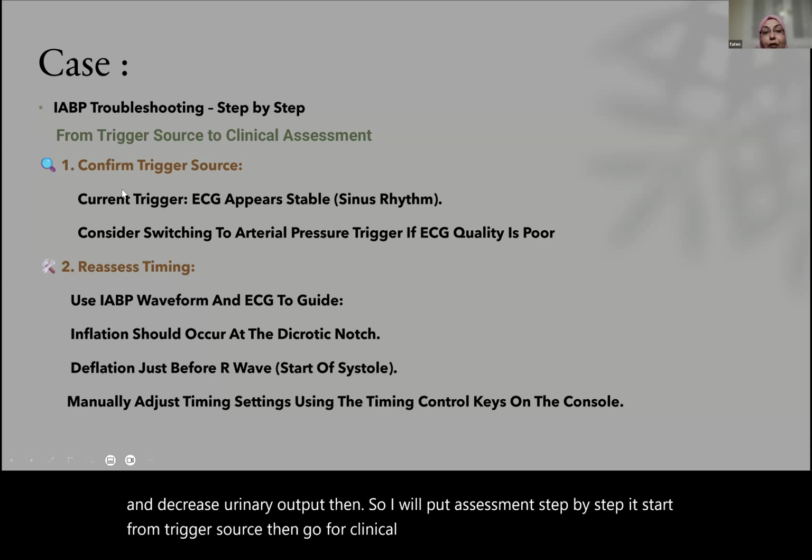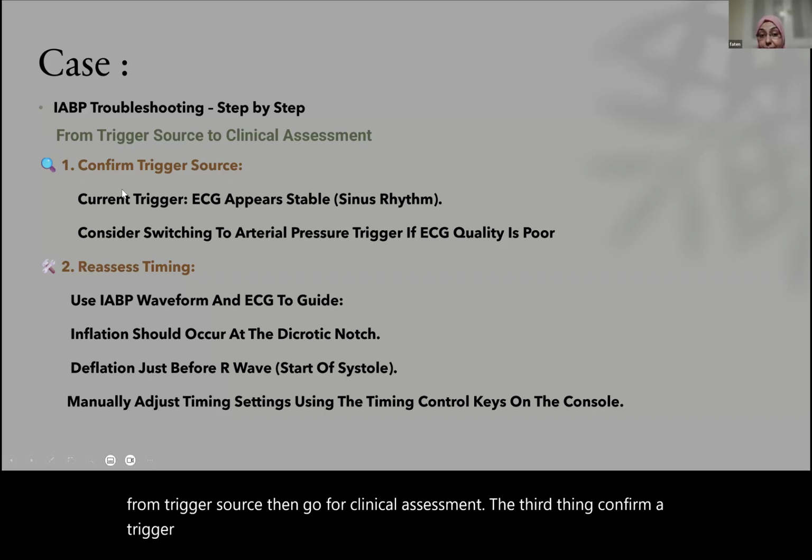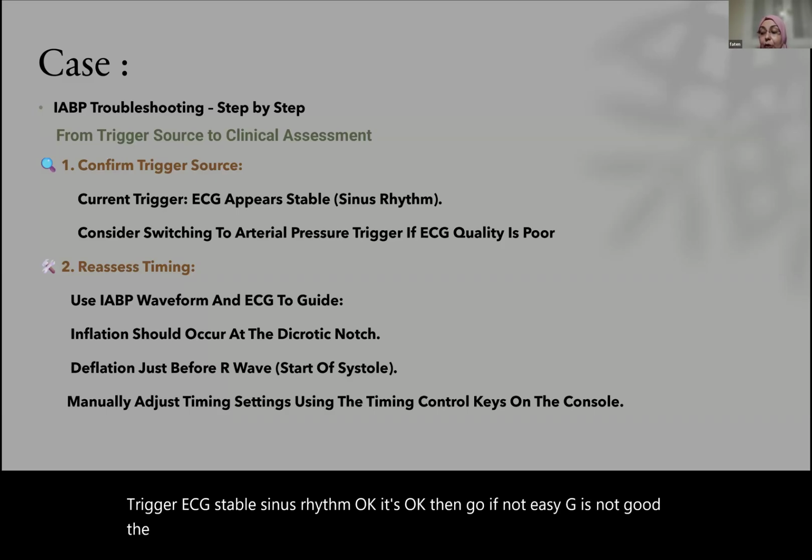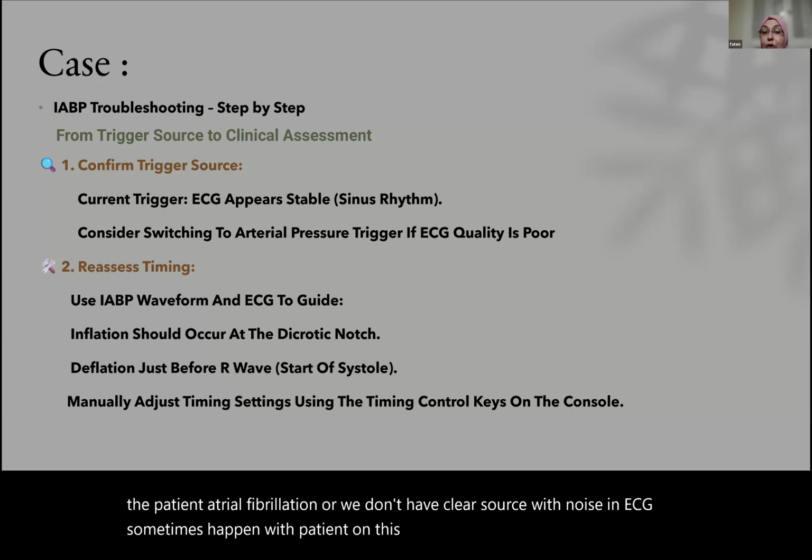The first thing, confirm the trigger source. The ECG is important. It's the current trigger. ECG stable, sinus rhythm. Okay, it's okay. If not, if the ECG is not good, the patient has atrial fibrillation, or we don't have a clear source, there is noise in the ECG, which sometimes happens with patients on a pacemaker, please switch to arterial pressure trigger.